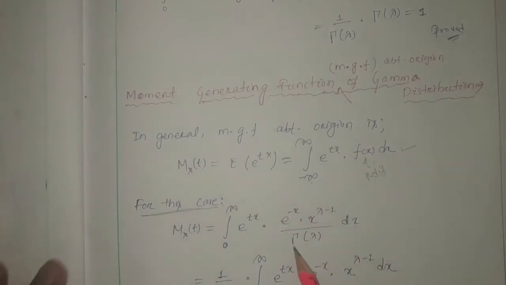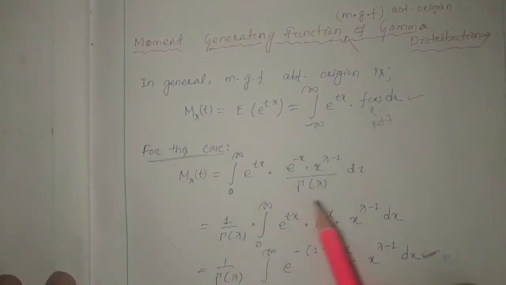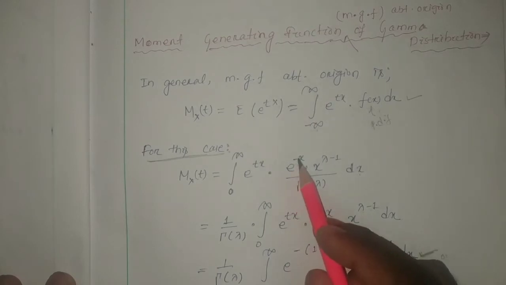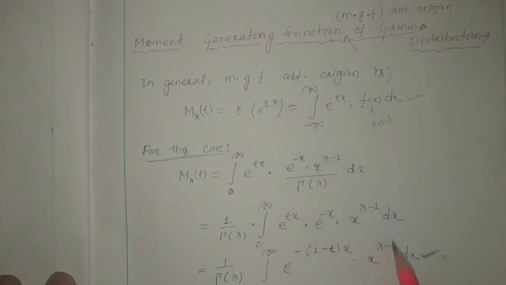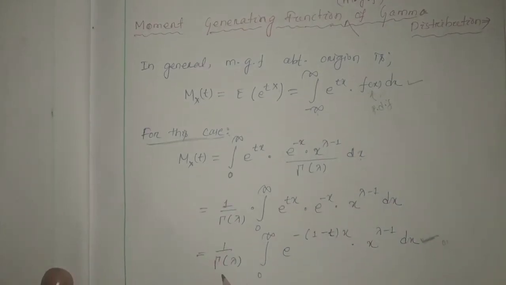Here 1 by gamma lambda is a constant taken outside, and the integral from 0 to infinity of e to the power tx and e to the power minus x, times x to the power lambda minus 1 dx remains. These two powers have been added and minus taken common, so we get e to the power minus, which will be (1 minus t) into x.